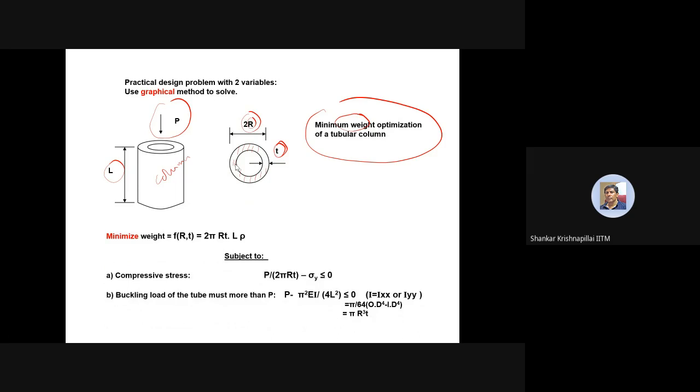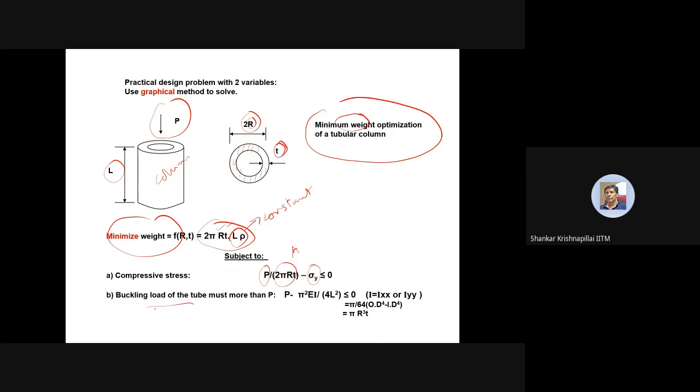So what are the constraints? First is the objective function: minimize the weight. Weight is equal to 2 pi r t into L into rho. L into rho are constants, and those values will be supplied to you. r and t are the variables. Then two constraints are there. First, the compressive stress should be less than the yield stress in compression. Compressive stress is P divided by area, and this is actually the yield stress in compression.